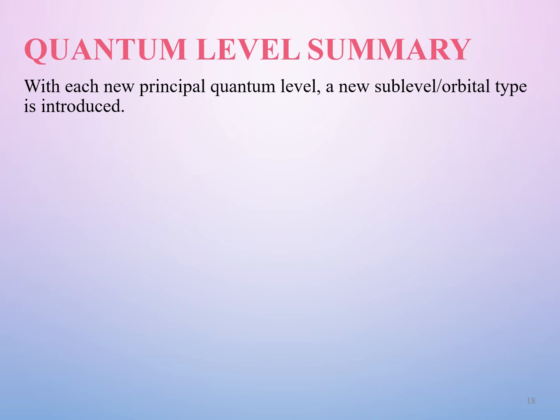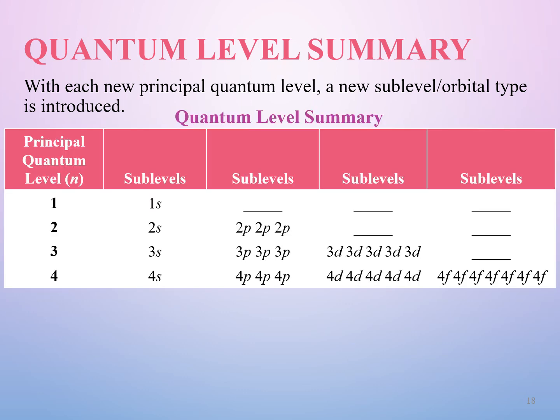So each level gives you new orbitals, right? So let's do a recap here. Level 1, we had 1s and it looked like a little sphere. Maybe we can draw the sphere out. This is a small little sphere. And then level 2, the sphere got bigger.